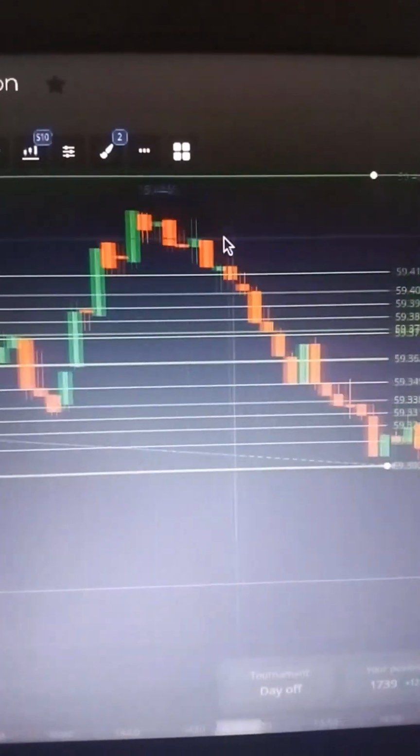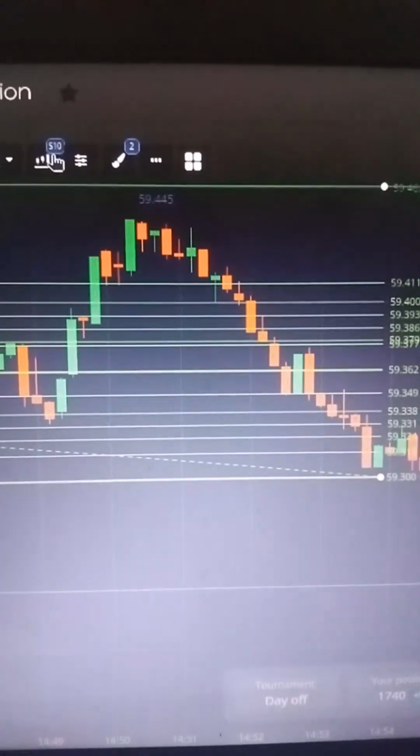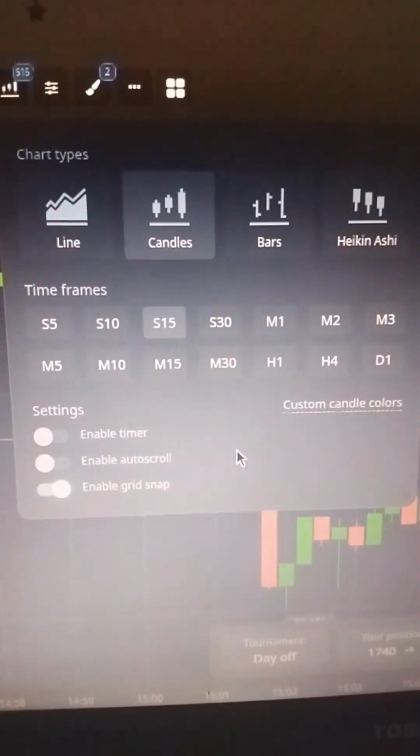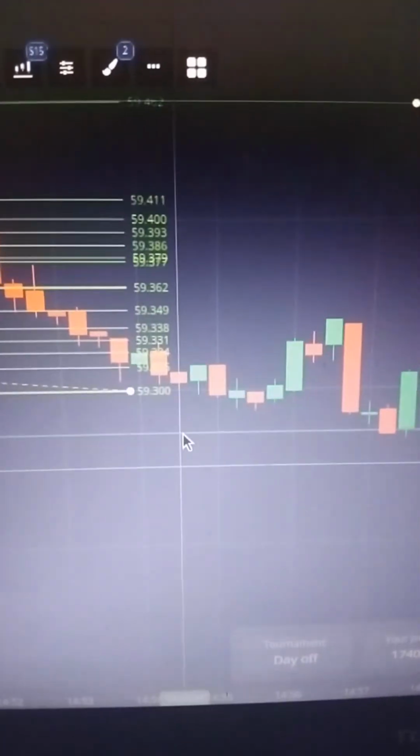it is very difficult to identify them. It is very difficult. That's on the 10 seconds time frame. Let's get back to the 15 second and see what we have over here.